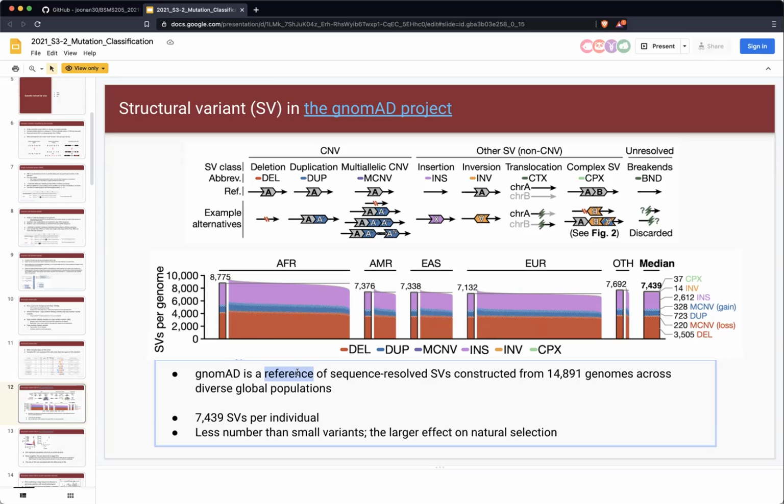And the other one is that we have about 7,000 to 8,000 structural variations per individual. What you have to notice is that this is way less than the number of small variants. Small variants means that SNVs are in there, right? So you can probably ask why, right? Why is this critical?